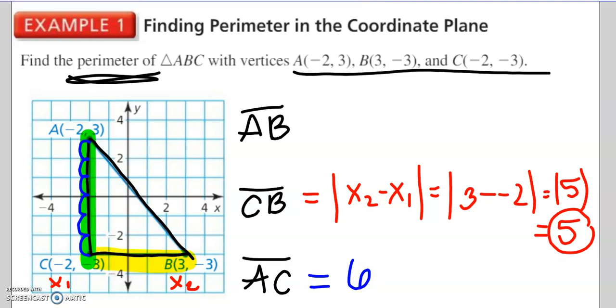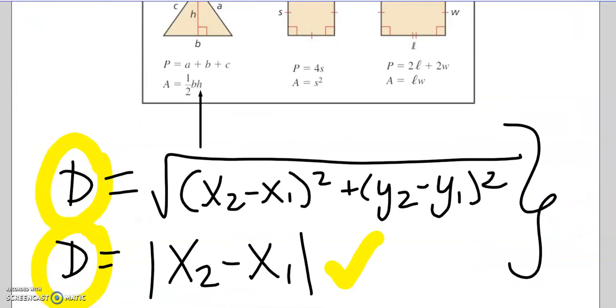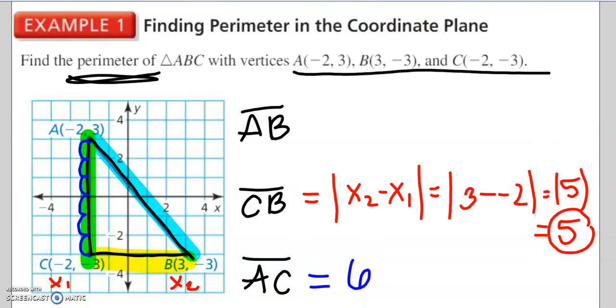AB, how am I going to find that length? There's only one way. Which distance formula am I going to use? Hopefully you're thinking this one. And we're thinking this one because it's on the diagonal there. Okay, because it's on the diagonal. I'm going to give us more room because we might need it.